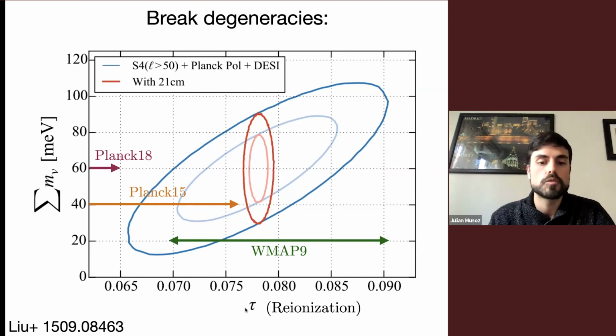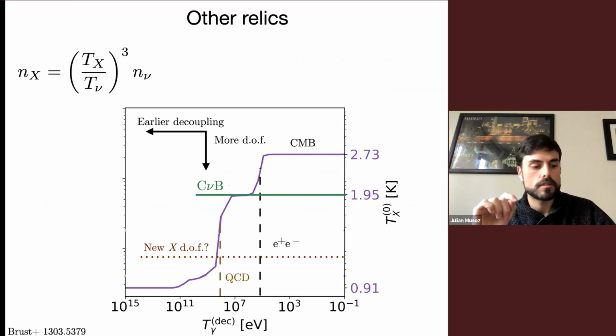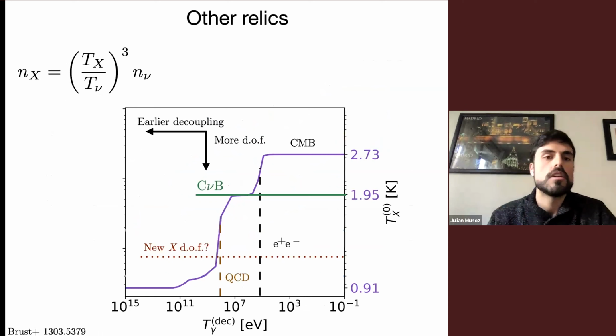Since the optical depth is one of the main obstacles to measuring the sum of neutrino masses, we should really find ways to marginalize over it appropriately so we don't get the wrong neutrino masses. So that's what I wanted to say about neutrino masses. And I'll talk a little bit about other relics in cosmology.